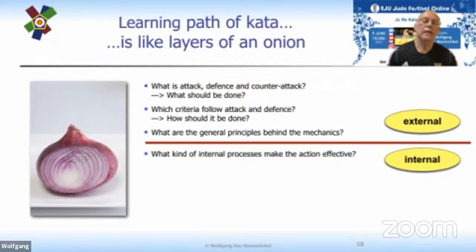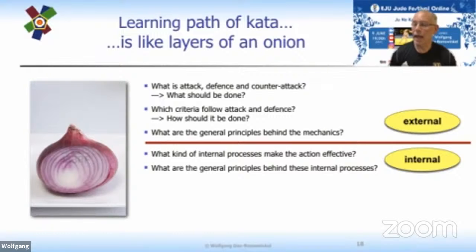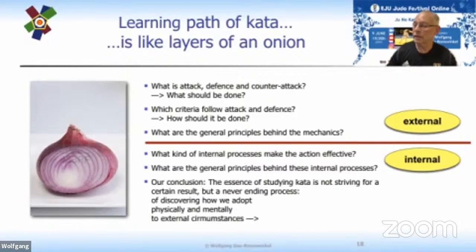The next layers of this onion are internal things. So the fourth level is what kind of internal processes make the action effective. How to manage your body, your breathing, the body tension, relaxing, versus the tension, versus the rhythm of the kata. This is a question of internal body management. And again, the next level is the general principles behind these internal processes. And this is a never-ending story.